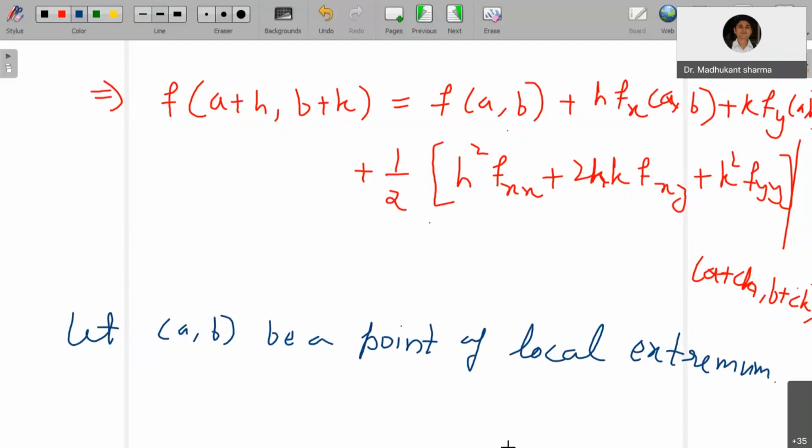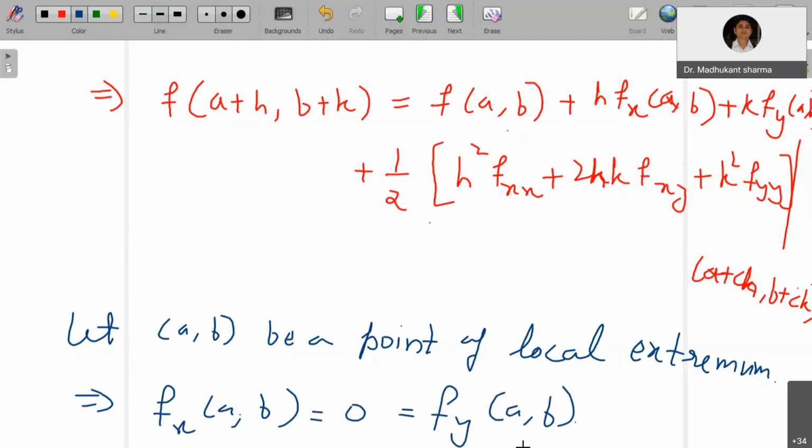What will be happening in this case? This certainly implies fx at (a, b) is 0 and fy at (a, b) must be 0, because this is a point of local extremum. Okay, so the second term and third term will vanish. I'm just calling this equation number 1.